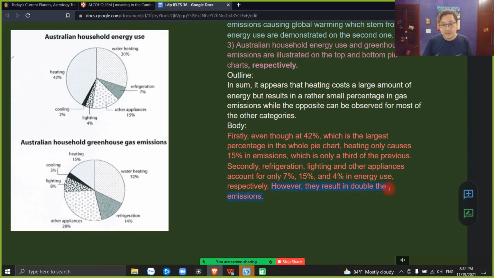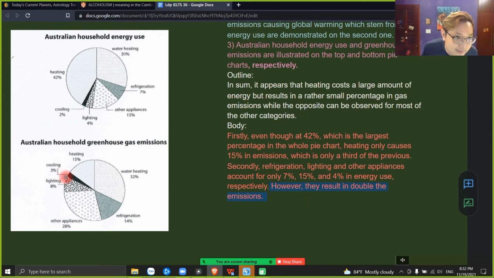This sentence is for making a comparison. However, if you only use the previous sentence, you are just listing out the numbers. With this sentence, it is a comparison. When you say double the amount of emission, that is a comparison.